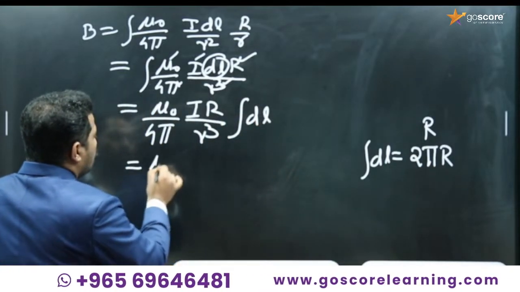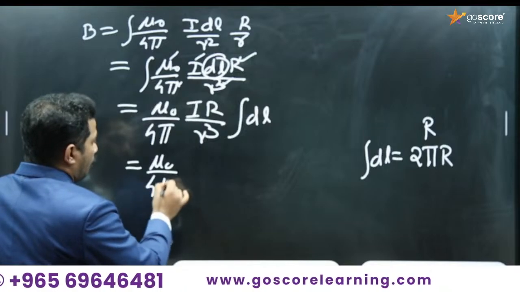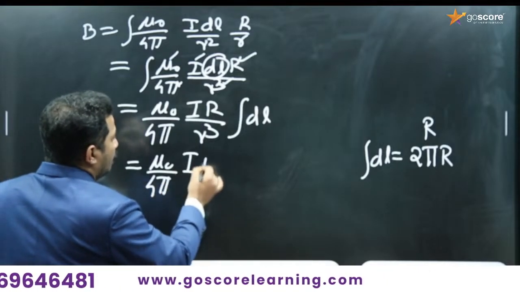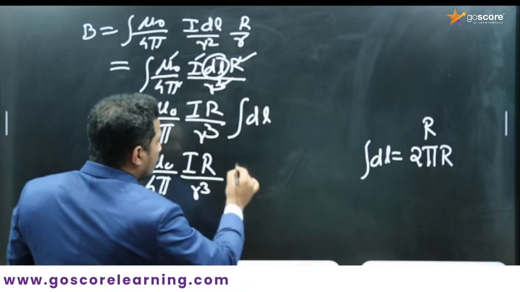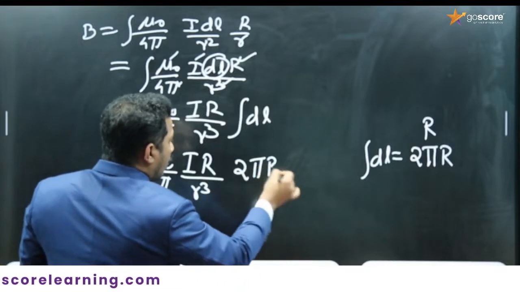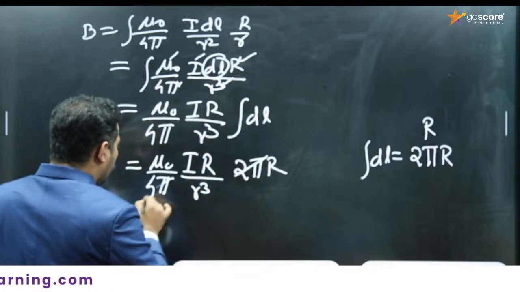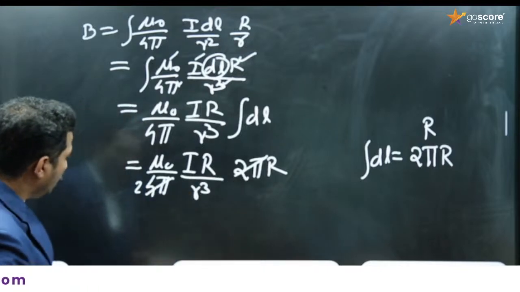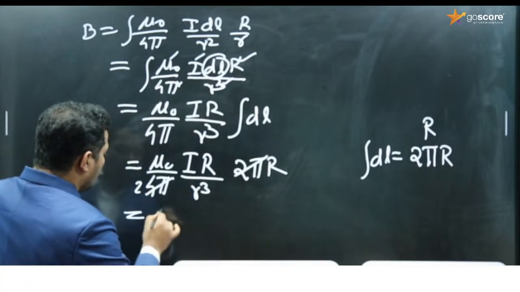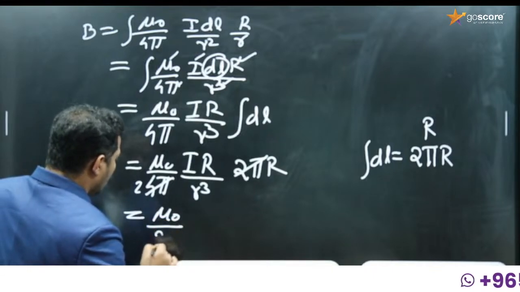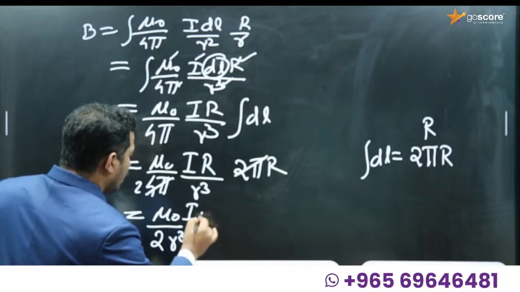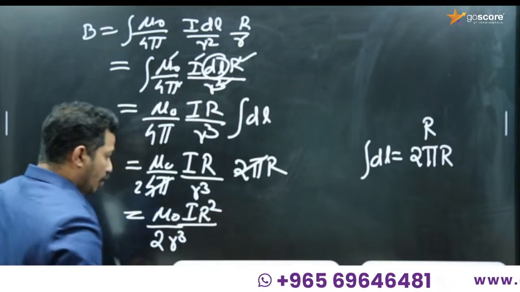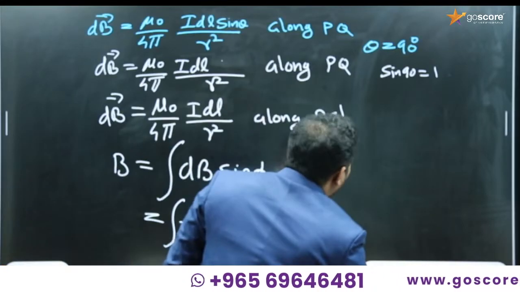So μ0/4π times I times r divided by r³ times 2πr. So 2π and 4π cancel and 2 will be remaining. So this is equal to μ0 I r² divided by 2r³. Okay, so we can again move back to the diagram.